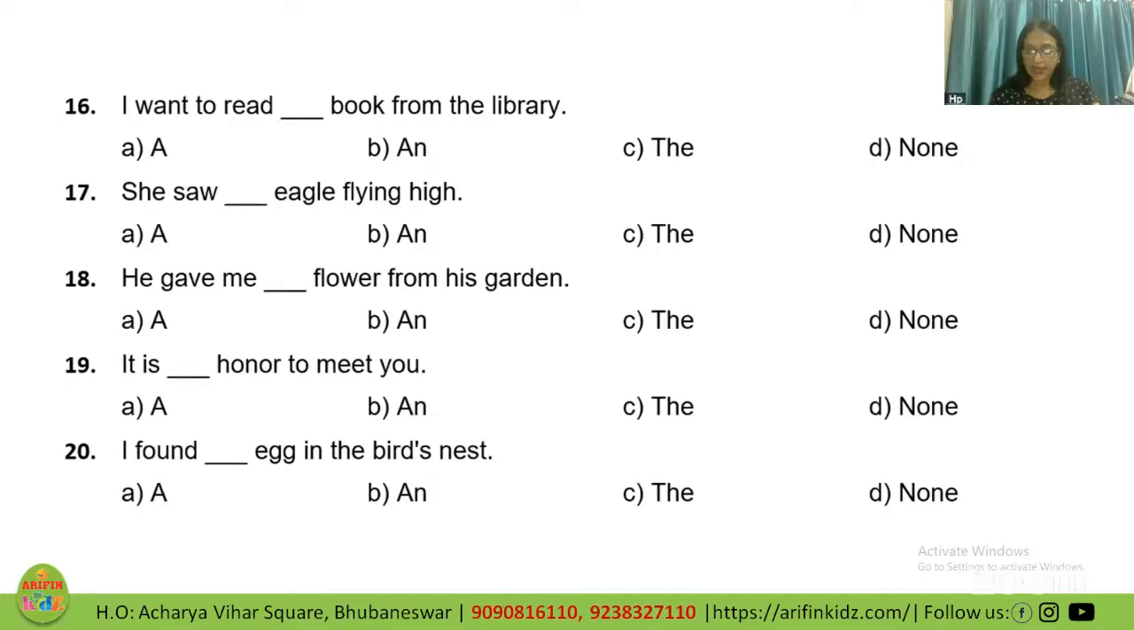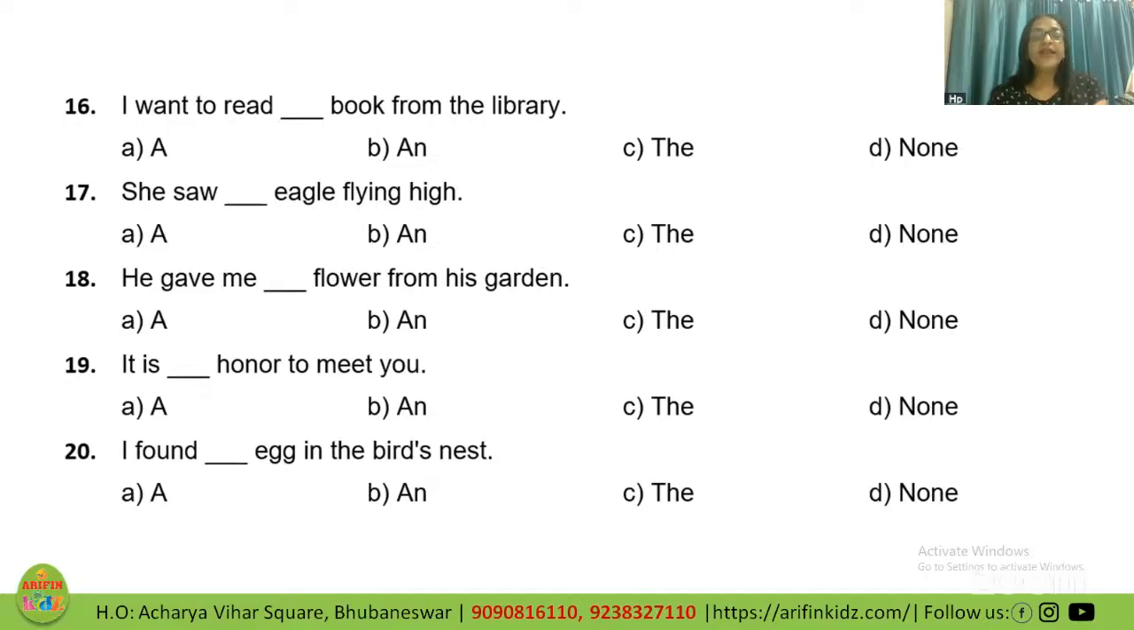Then next one, question number 17. She saw dash eagle flying high. Tell me, which one is the correct answer? Yes, Sanjukta, very good. She saw an eagle flying high. Okay.